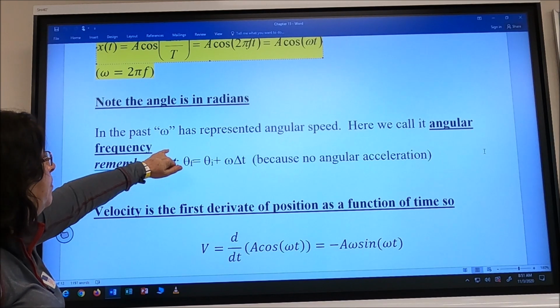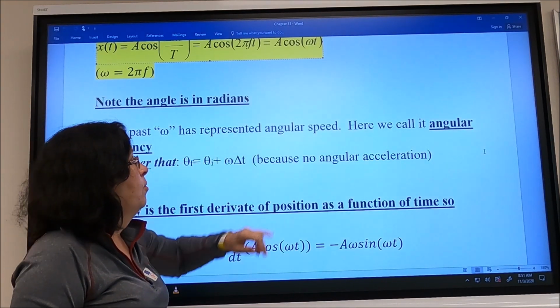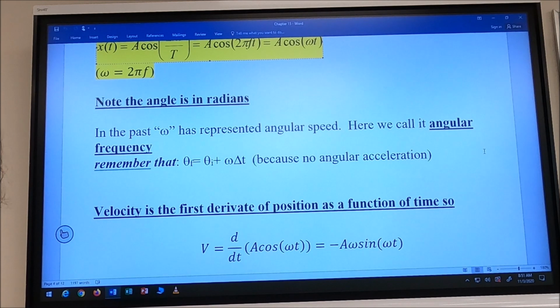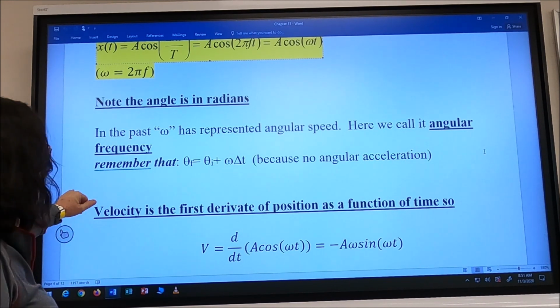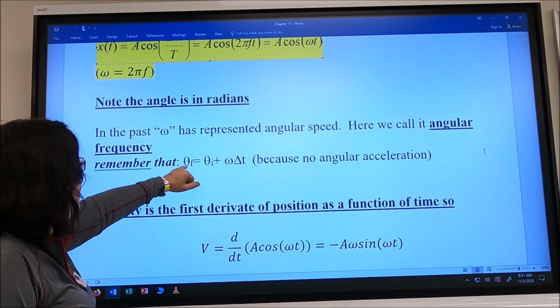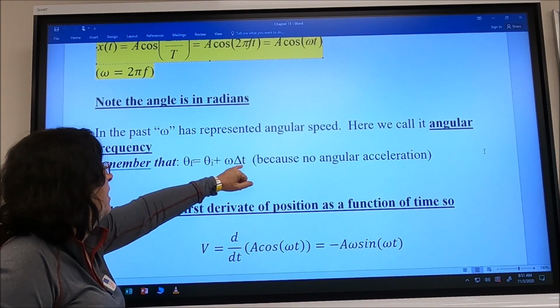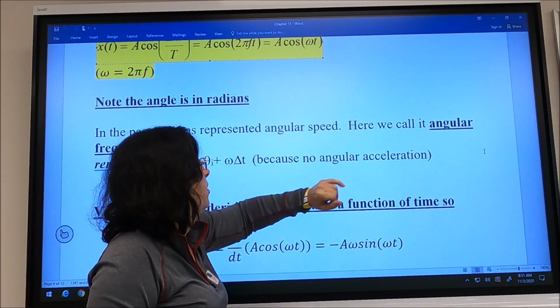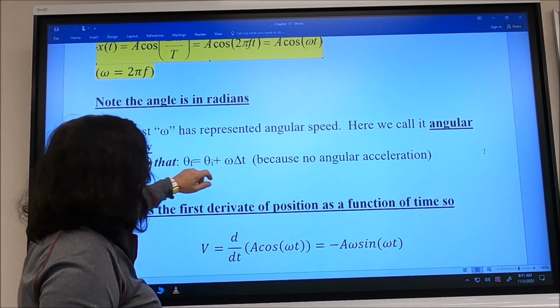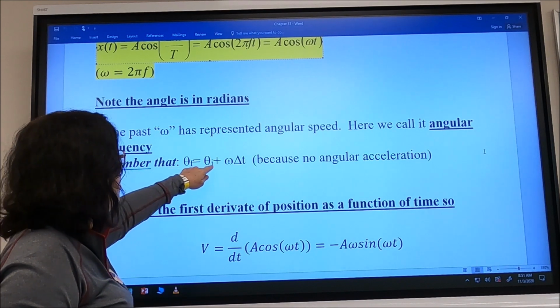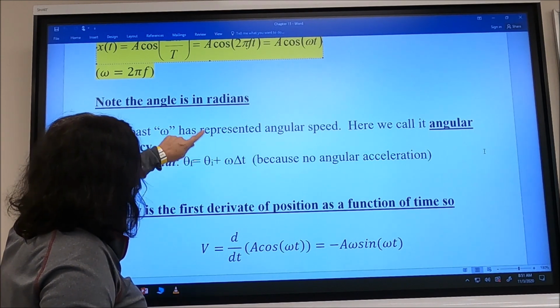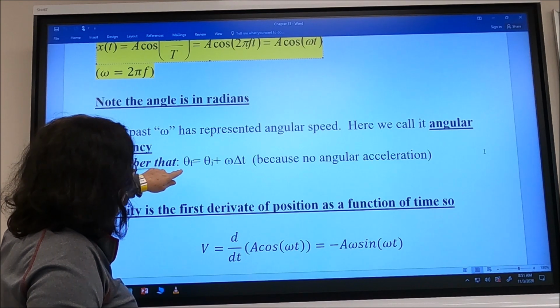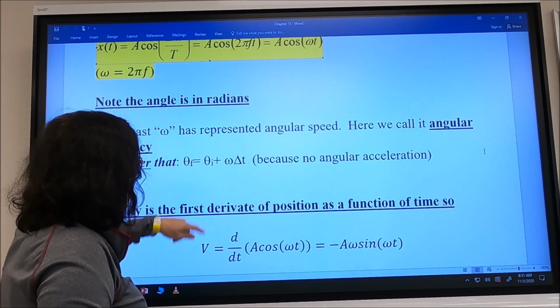Now, omega here, when we're talking about circular motion, we call it angular speed. Okay? Here in chapter 15, when we're looking at simple harmonic motion, it's usually referred to as angular frequency. So remember that theta final equals theta initial plus omega delta t. There is no angular acceleration here in simple harmonic motion, so you can figure out what angle an object moving in a circular pathway has swept out by looking at that equation.